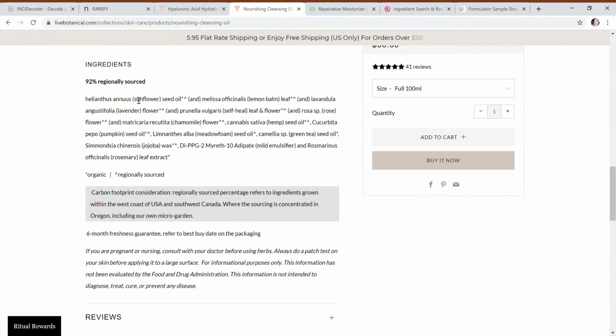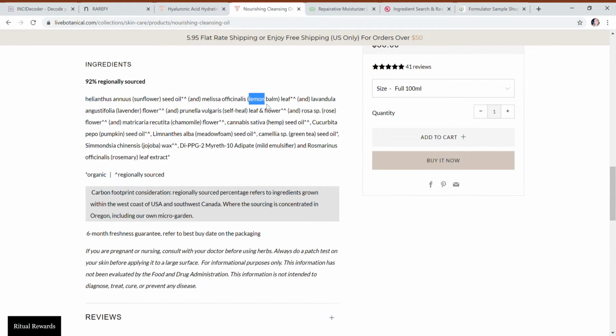And we see that there's sunflower seed oil. And this sunflower seed oil, remember I mentioned that companies list things differently when there's herbs infused in the oil. So here's an example of that. These next herbs are infused into the sunflower seed oil.